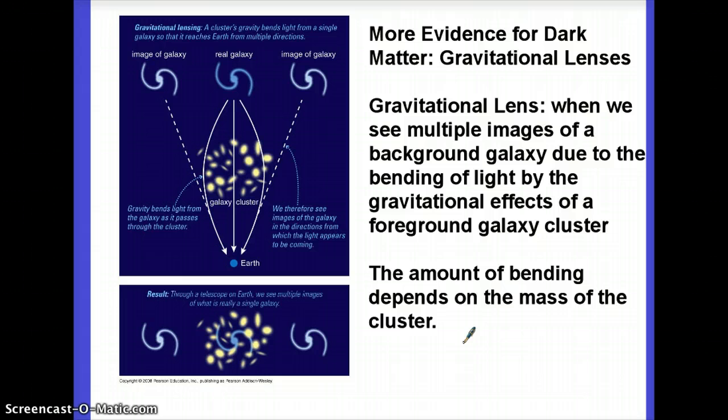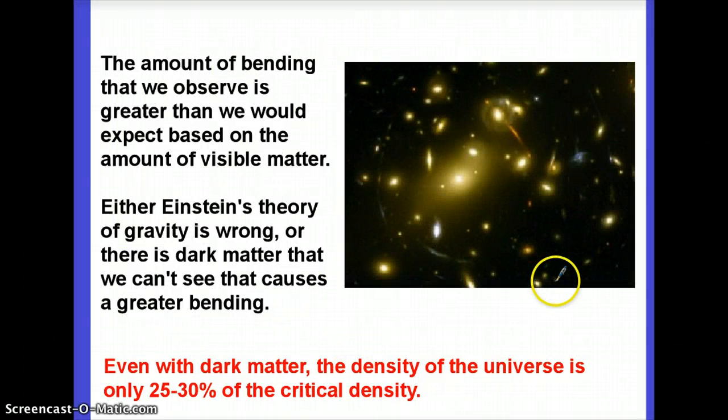And if you look at it and you start adding up the mass of all the galaxies in the cluster and you say, how much bending should there be? The amount of bending that we see is too much. The galaxies are too far off to the side, those little images. They're farther to the side than we would expect them to be based on the amount of mass that we can see. There's another one, just in case you were wondering. There's another example. And so this means one of two things. Either Einstein's theory of gravity is wrong, or there's dark matter that we can't see that's causing this greater bending.